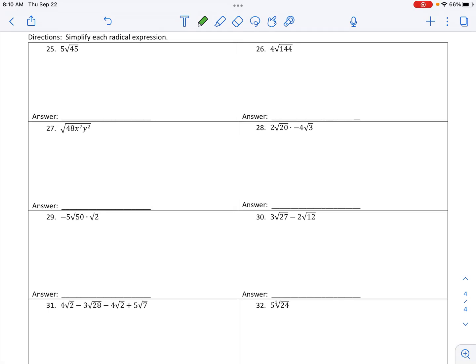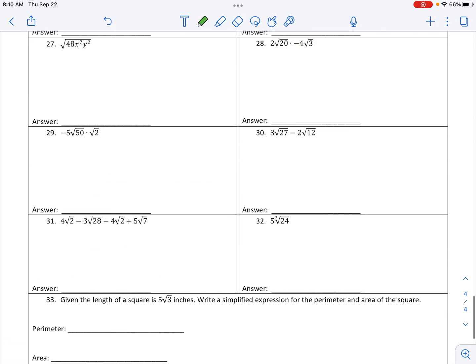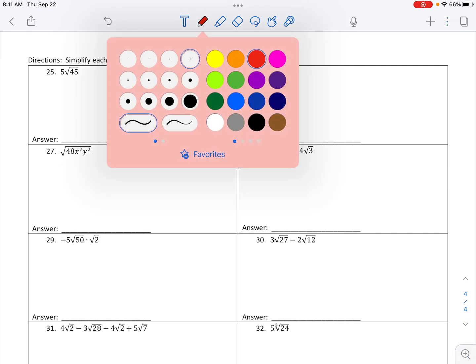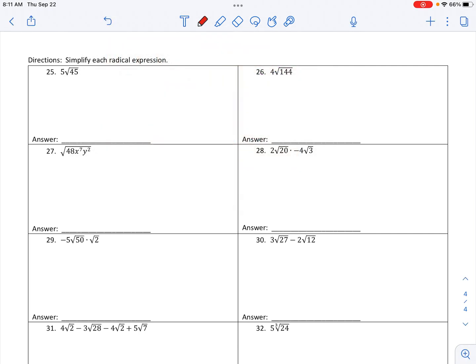All right, number 25 here. The last part of it will be all of our simplifying of radicals. So I'm gonna quiz you up, test you up on that. You guys have done well there. Let's just make sure everything goes fine.